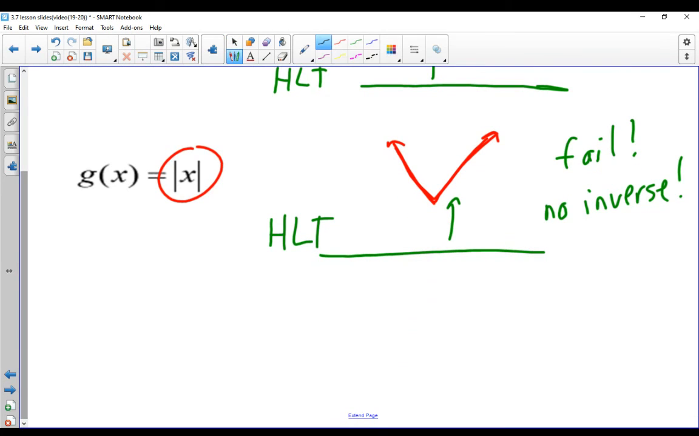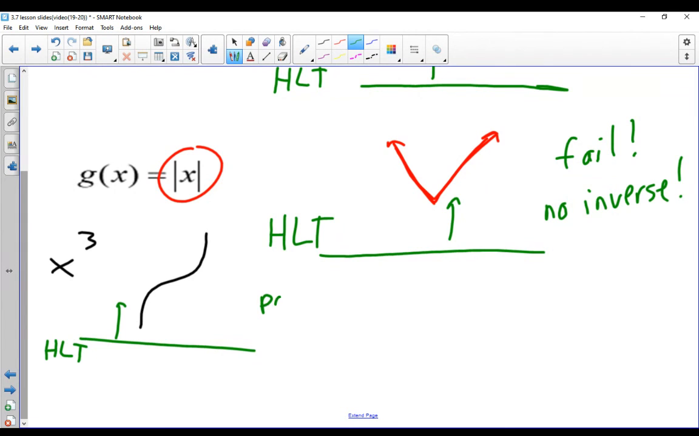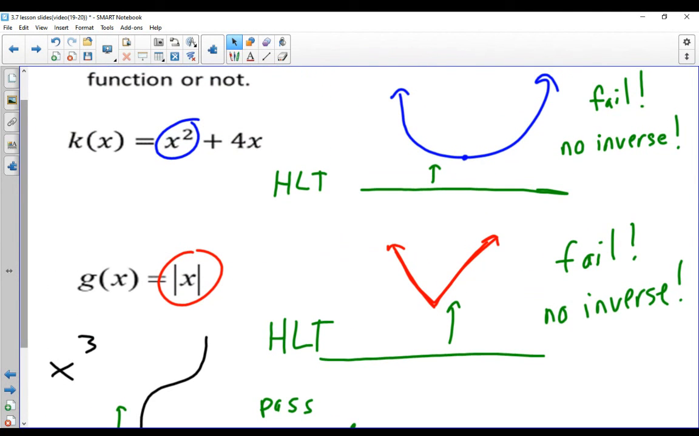Like, for example, x cubed. X cubed's graph looks like this. And if you were to take a horizontal line through that graph, it would pass, which means it would have an inverse. So basically, all I want you to remember for right now, if you see an x squared, you will know it will fail. If you see absolute value, you know it would fail, and thus it would not have an inverse. As long as you remember those two graphs and those two functions, the rest is easy.